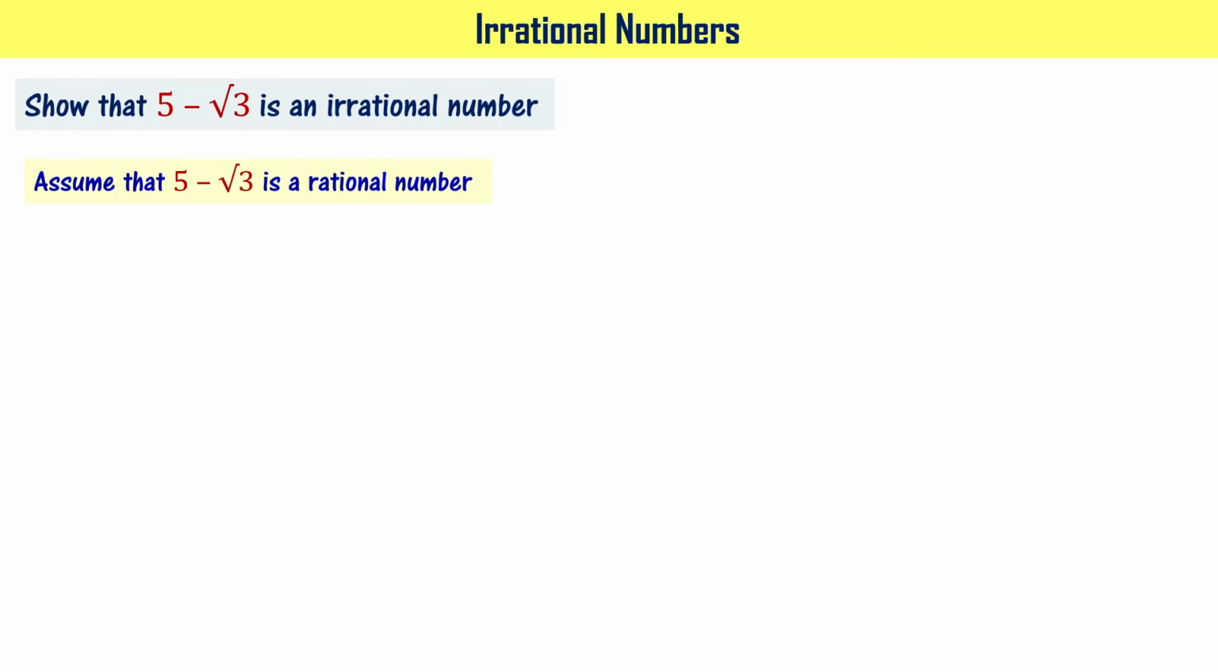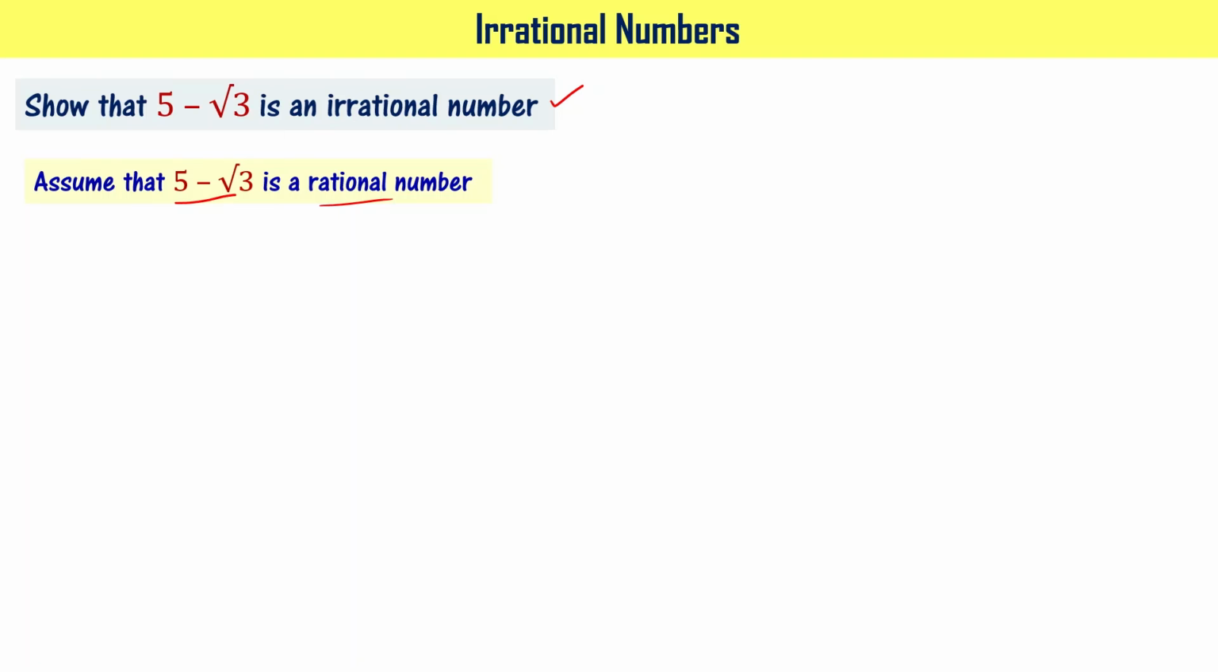Here, if 5 minus root 3 is a rational number, it cannot be an irrational number. Or if it is an irrational number, it cannot be a rational number, right? At the same time, the same number cannot be both rational and irrational, right? So let us assume that 5 minus root 3 is a rational number, right?